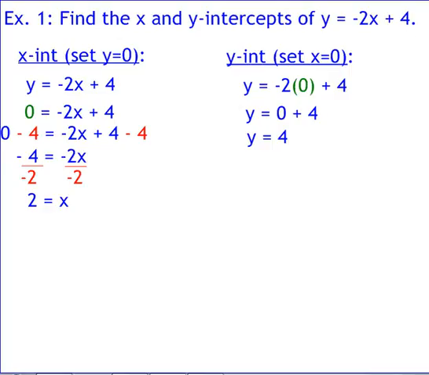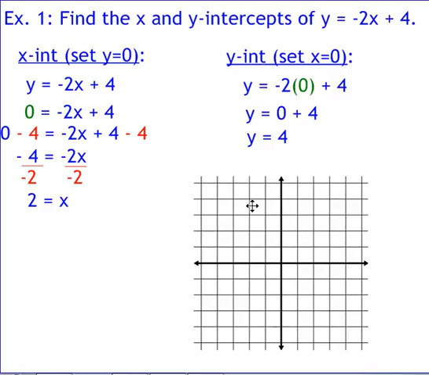In terms of a graphical representation, here's the grid. We figured out that the x-intercept is 2. I'm going to move 2 in the x direction, somewhere around there, and the y-intercept is 4. 1, 2, 3, and 4. So we have our two intercepts. We can draw a nice straight line through the two points. And there is y equals negative 2x plus 4 graphed by using x and y-intercepts.